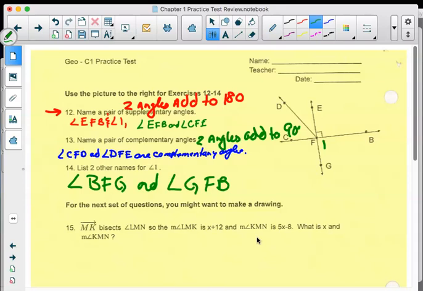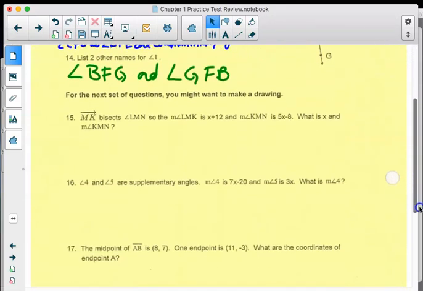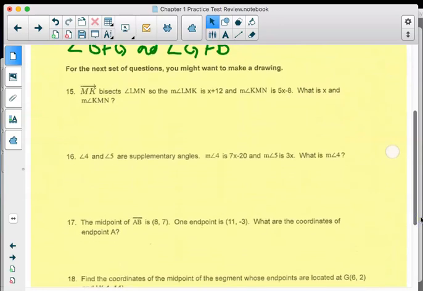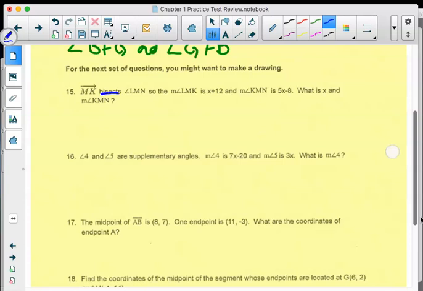Okay, in 15, I'm looking at things with vocabulary in it. Ray MK bisects angle LMN. The measure of angle LMK is x plus 12, and the measure of angle KMN is 5x minus 8. What is x and the measure of angle KMN?